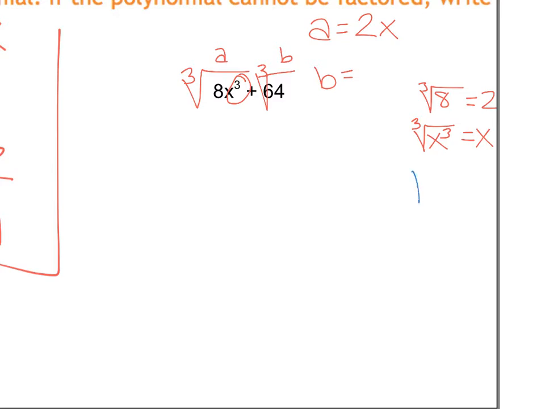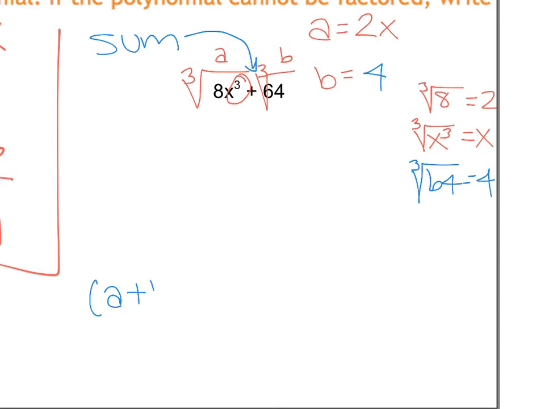Our b term will come from taking the cubed root of 64, and that's going to give us 4. All right, so there's our a and our b term. Now we have a sum here because we have that plus in the middle. That means that we're using this formula right here. I'll write it down here. We have a plus b times a squared minus ab plus b squared.